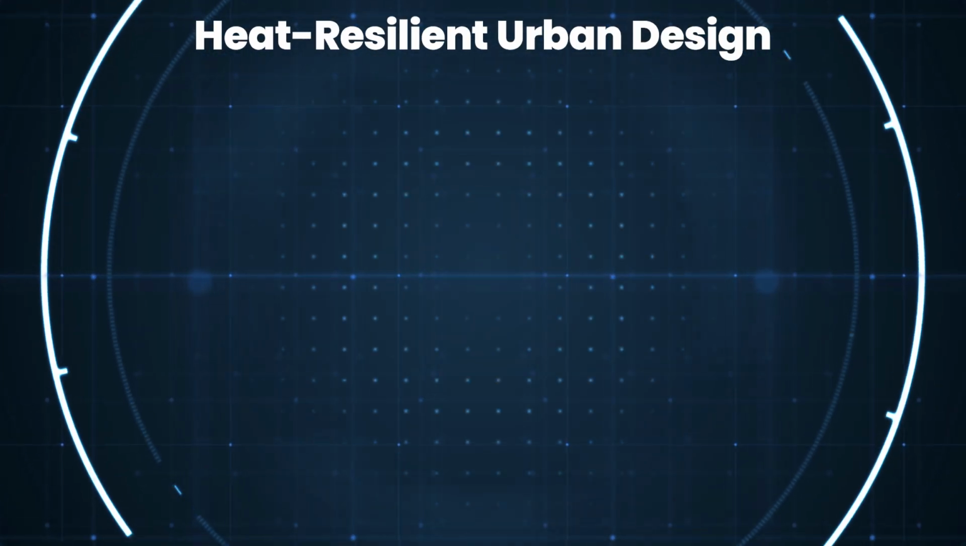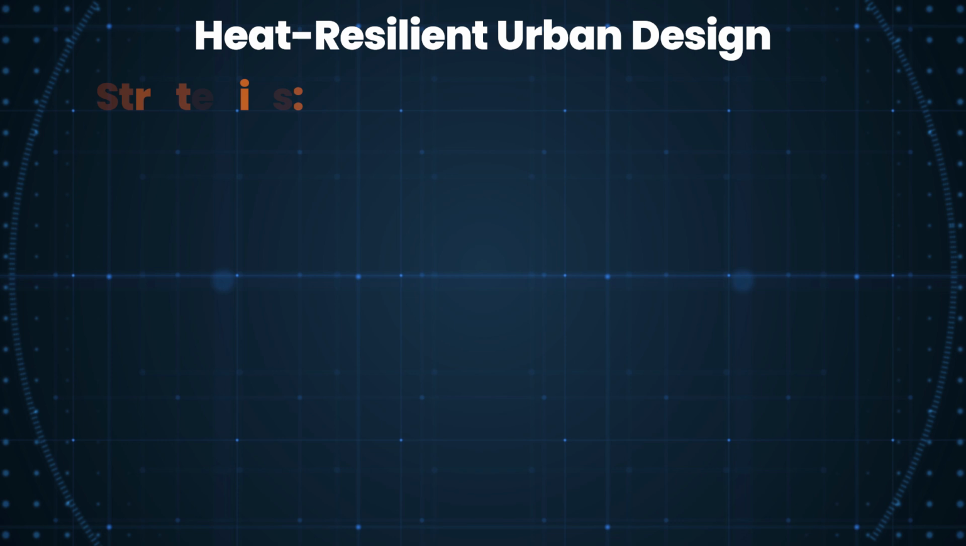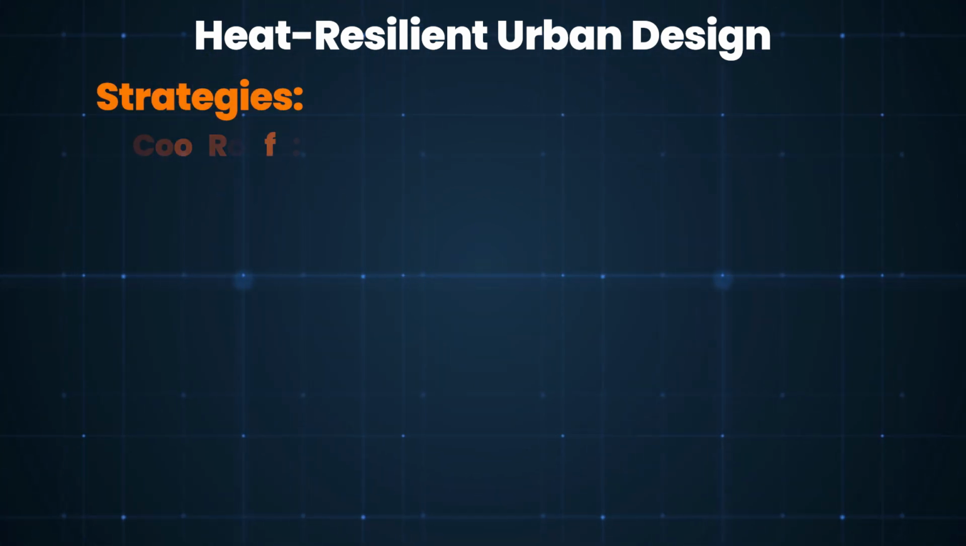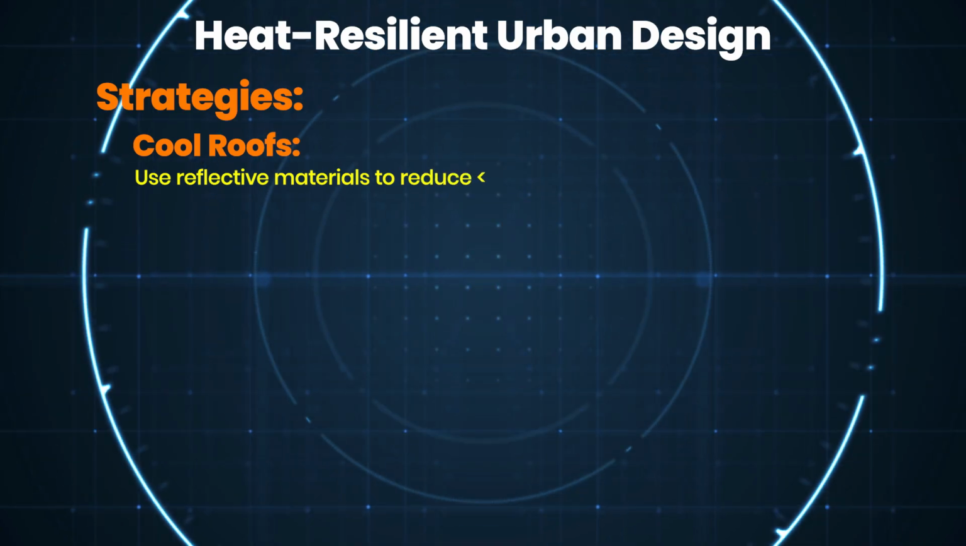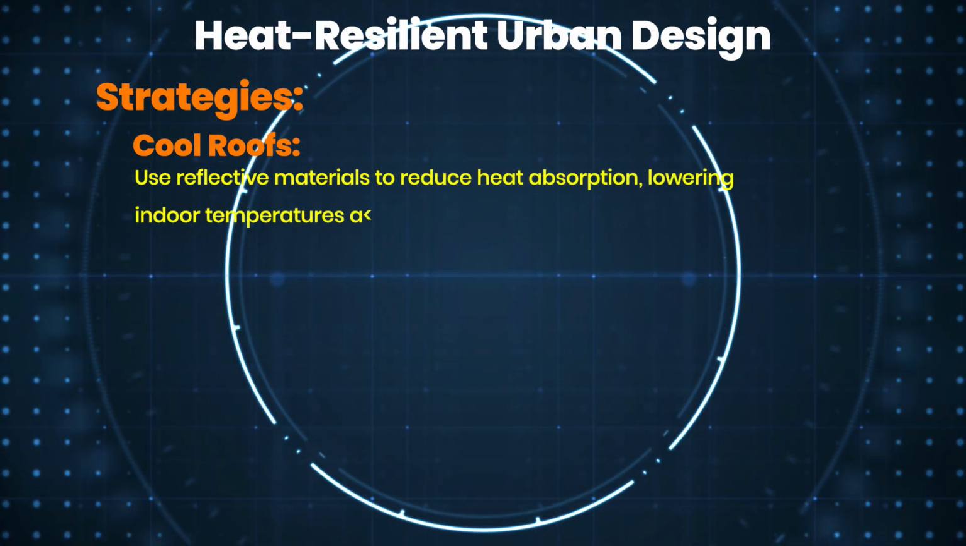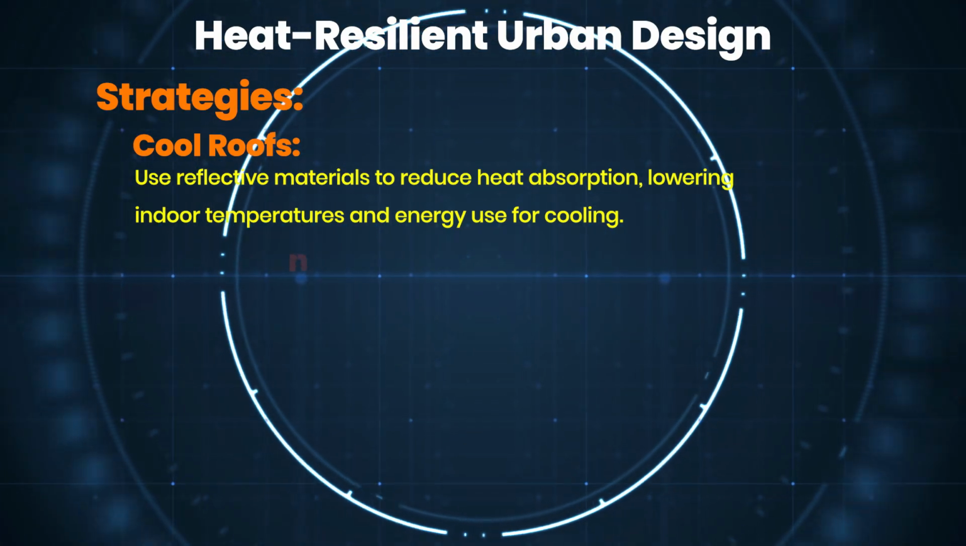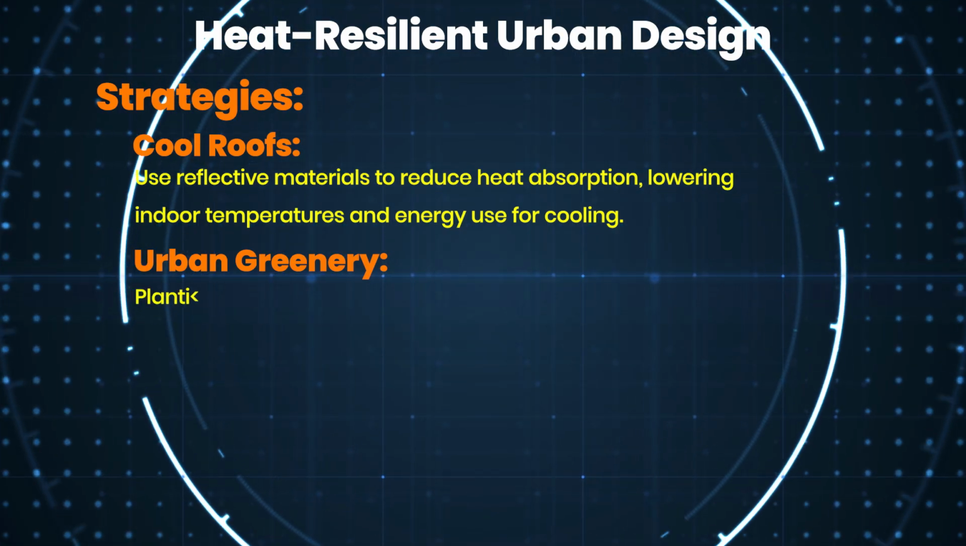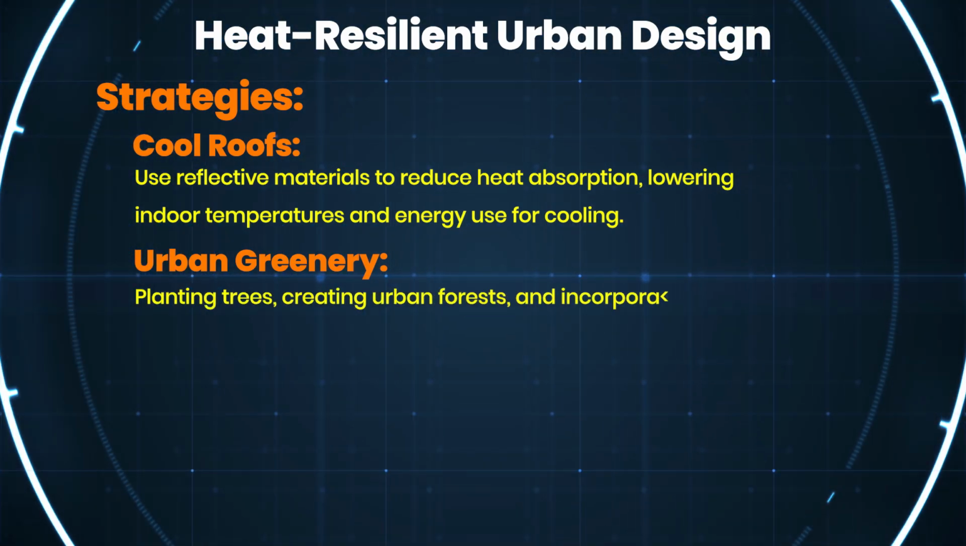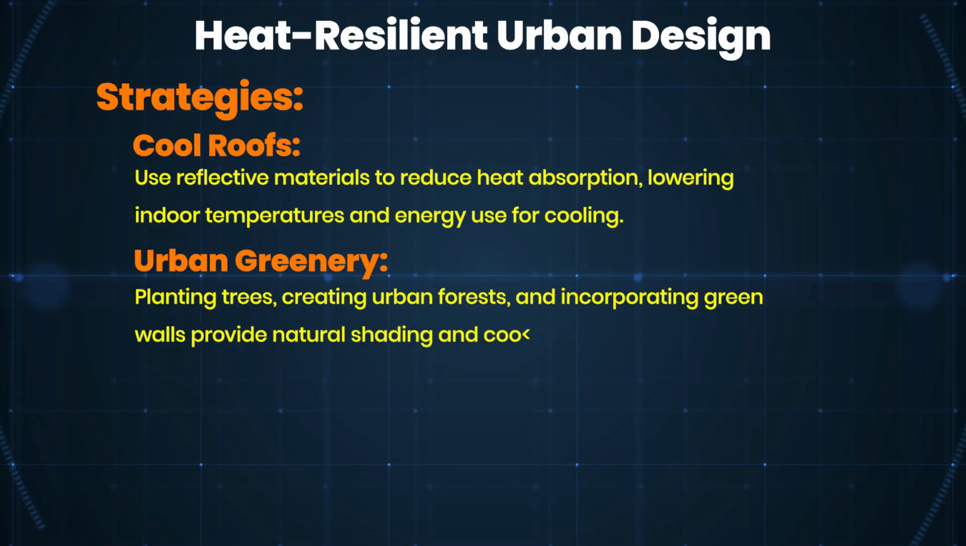Next, heat resilient urban design. The strategies for this are, number one, cool roofs: using reflective materials to reduce heat absorption, lowering indoor temperature and energy used for cooling. Number two is urban greenery: planting trees, creating urban forests and incorporating green walls provide natural shading and cooling. Example: the Los Angeles Cool Pavement Initiative uses reflective road coatings to reduce surface temperature by about 10 degrees centigrade.